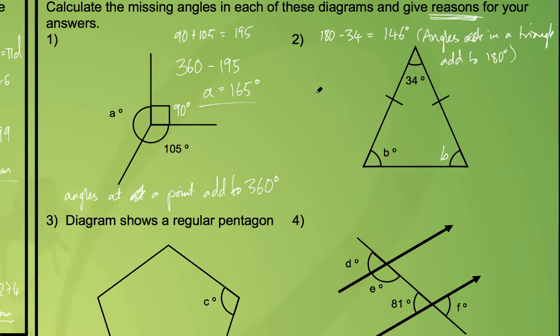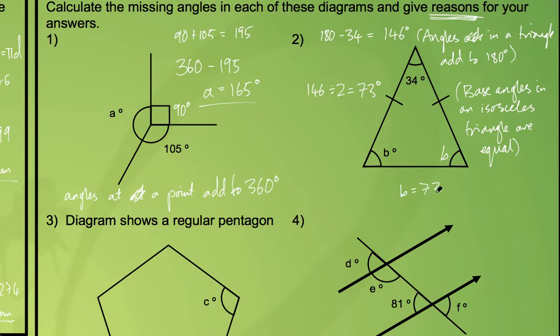Then my next step is to take that 146, which is those two combined, and divide by 2. That gives me 73 degrees, because base angles in an isosceles triangle are equal. And that's my 2 reasons given. And the answer is there, of course, B equals 73 degrees.